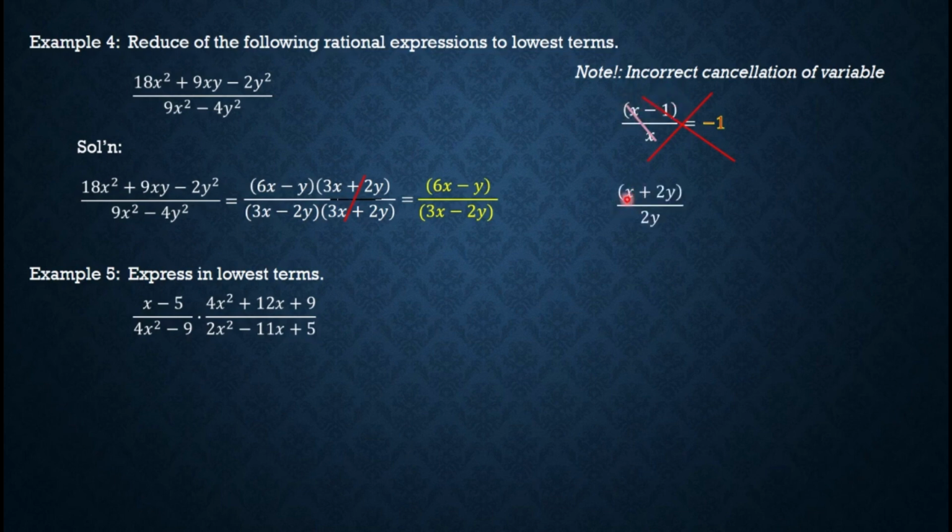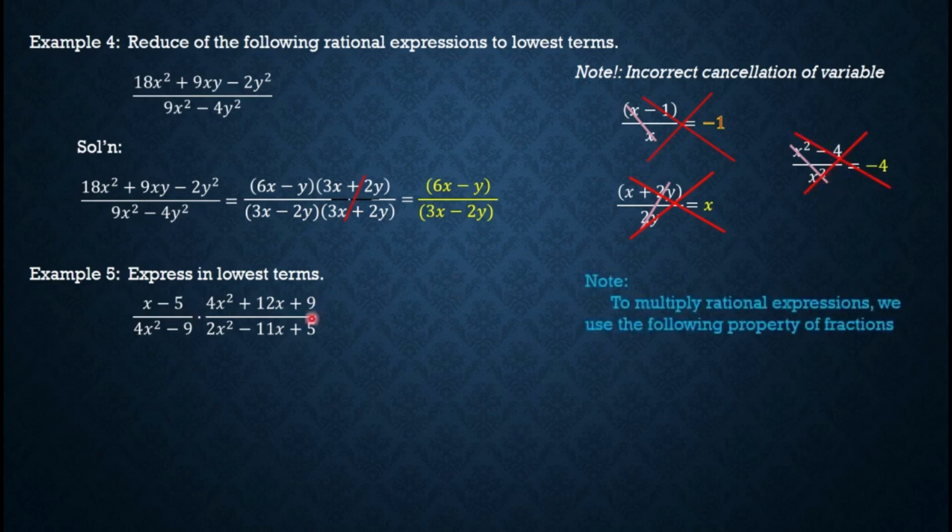The quantity x plus 2y over 2y. So, the 2y is the same, so some would cancel the 2y. So, the answer would be x. That is wrong. Another example: x squared minus 4 over x squared. That is also wrong.